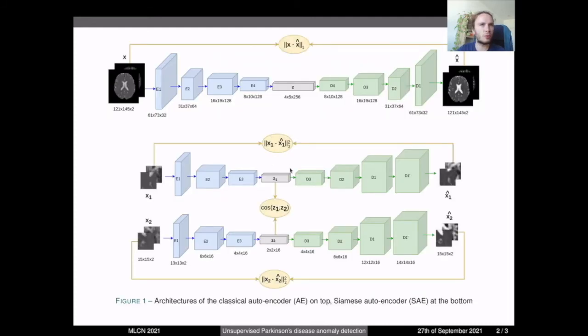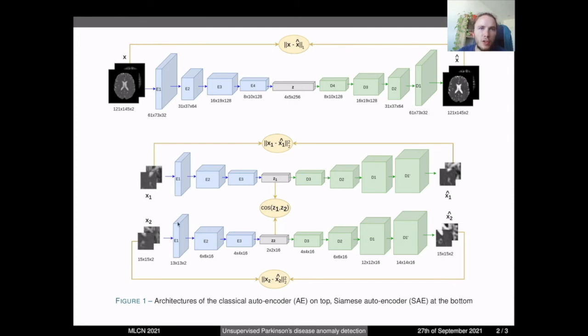So, how does it work? We will try to train 2 different autoencoders to try to reconstruct only healthy brain images. This one, on top, takes as input full slices of healthy brain images, compresses them into a latent representation, and tries to reconstruct them. We can then hope that when a Parkinsonian patient comes up, the network will not be able to reconstruct the lesions or atrophies present in the brain.